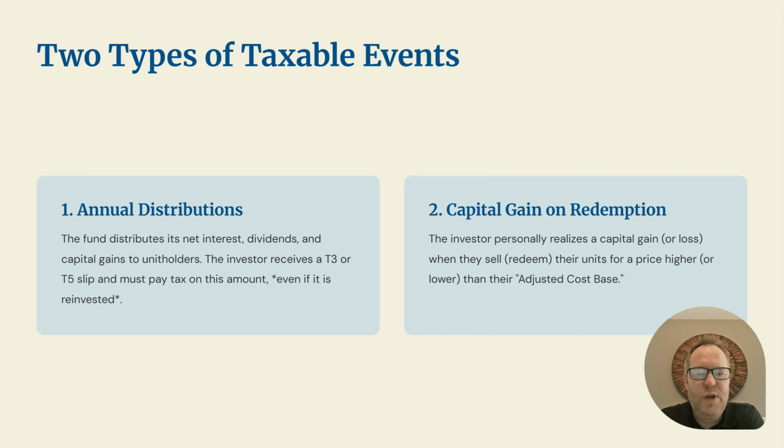So again, two types. One can happen where the fund pushes out its interest, dividends, and capital gains to the unit holders to pay tax on. Or two, it can happen by an investor selling a mutual fund for a gain or a loss. Those are the two different ways of taxation on a mutual fund.